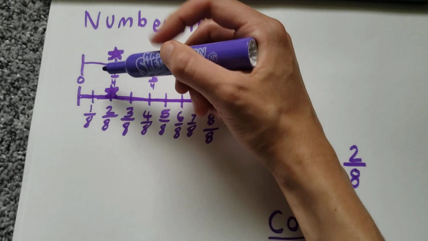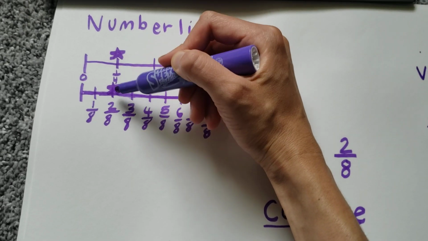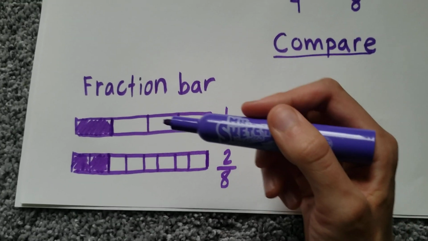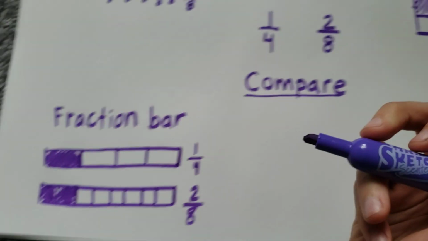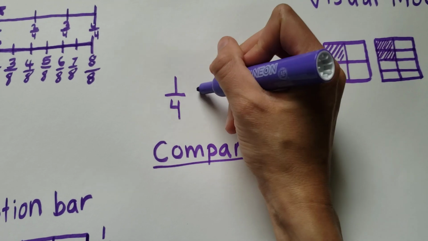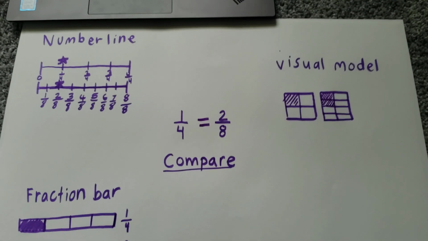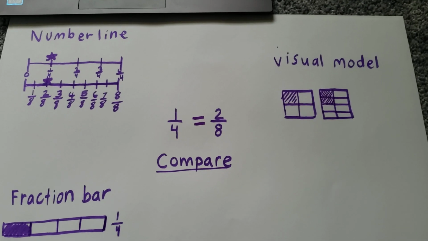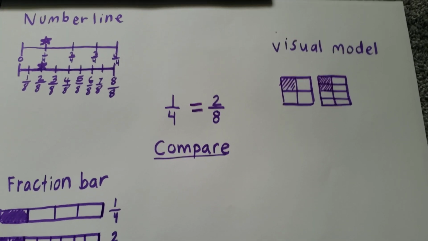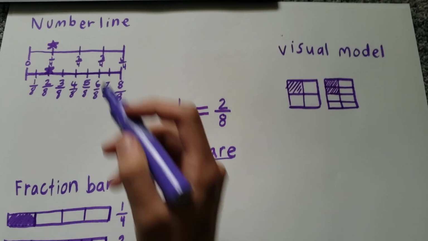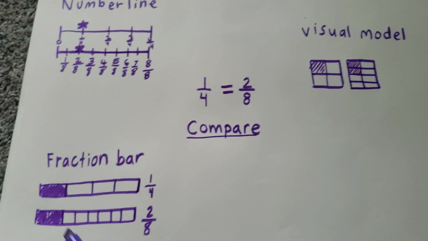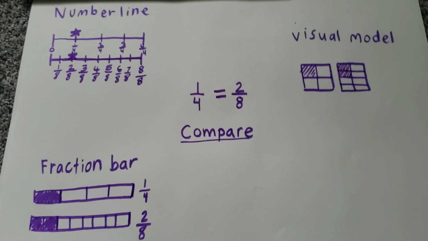On the number line, 2/8 and 1/4 lined up, and it shows me that they are equivalent or equal. And same here with the fraction bar, I can see that they lined up. So I can safely say, after trying all 3 strategies, that 1/4 is actually equal to 2/8, and not one is bigger than the other. Today, we compared fractions using 3 strategies: the number line strategy, the visual model strategy, and the fraction bar strategy.